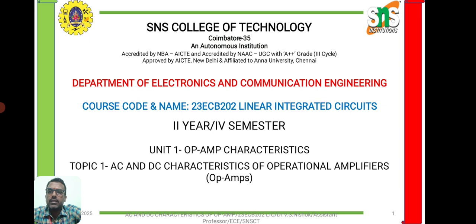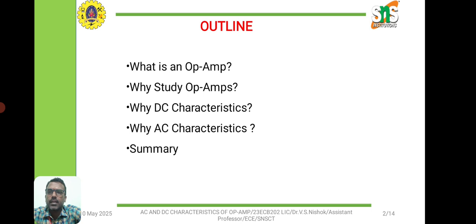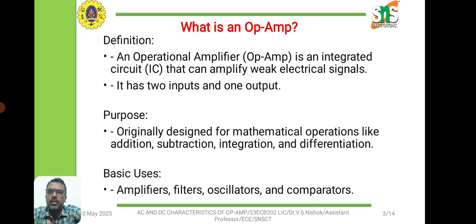Here we are going to see the topic AC and DC characteristics of the operational amplifier. So this is the outline of this video. Introduction to the operational amplifier. Operational amplifier is best of all the amplifiers. Why? Because it can amplify the weak electrical signals with higher gain.